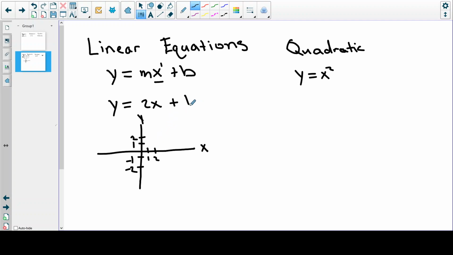But the 1, or the b in this case, which is very important, is going to be your y-intercept. Because if x was equal to 0, then y would be equal to 1. That's a great way to start graphing. And then the 2 is going to be your slope. So m equals slope.